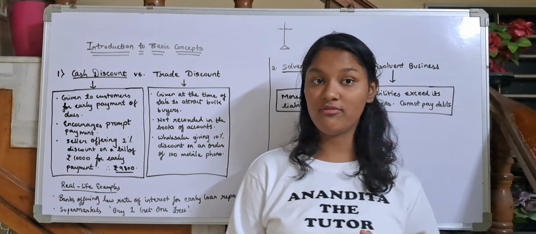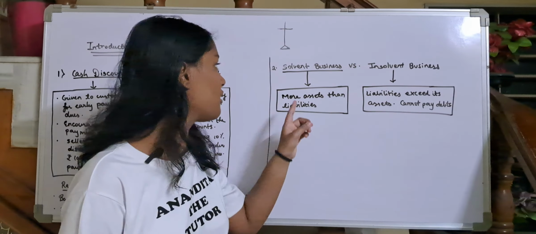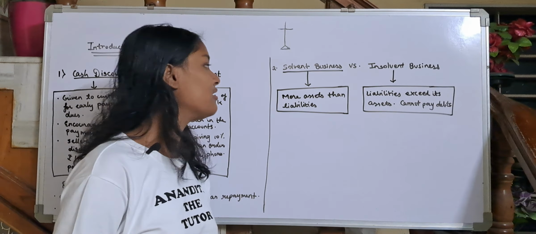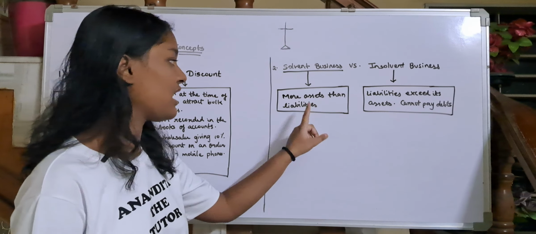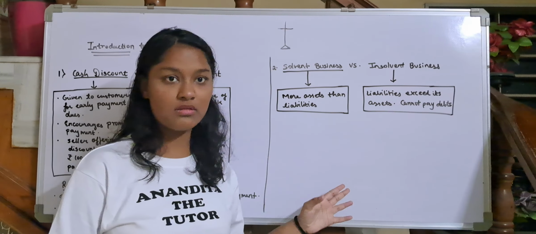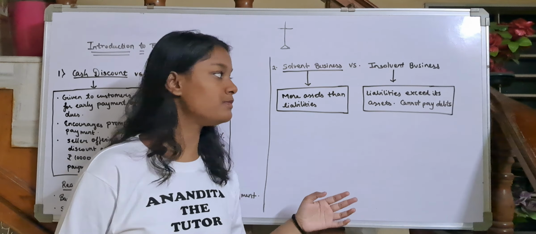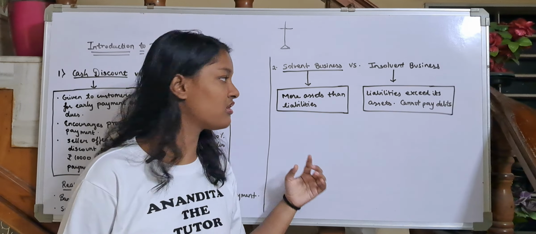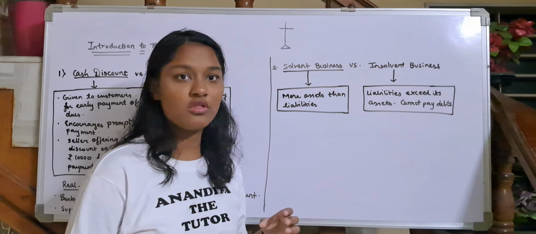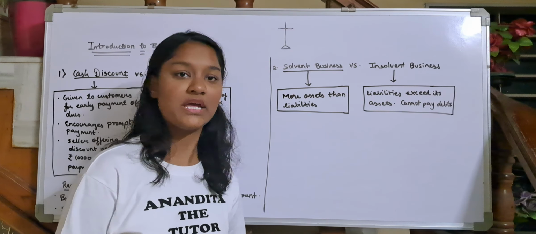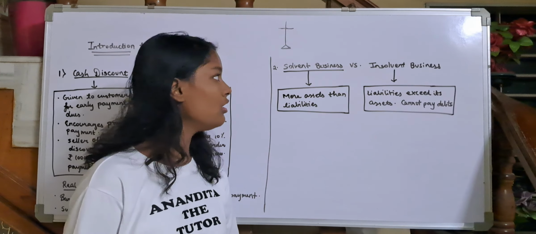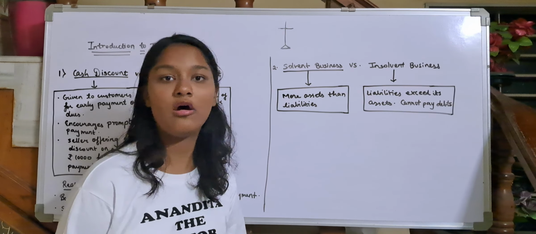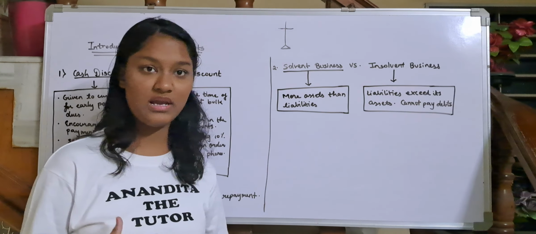Now I will move on to another concept, that is solvent business versus insolvent business. Solvent business means more assets than liabilities. What assets and liabilities are, I will tell you in the next videos. But for now, instead of assets you take income, instead of liabilities you take expenditures. So if your income is more than your expenditure, that is a solvent business. Why solvent? Because you are able to repay all the loans or the dues that you are liable for.